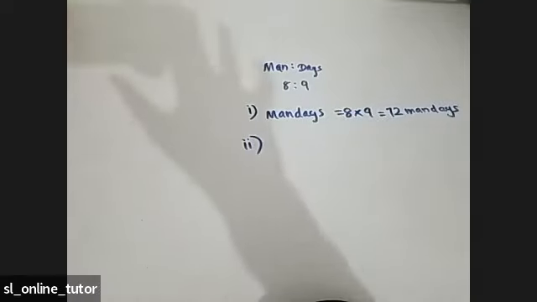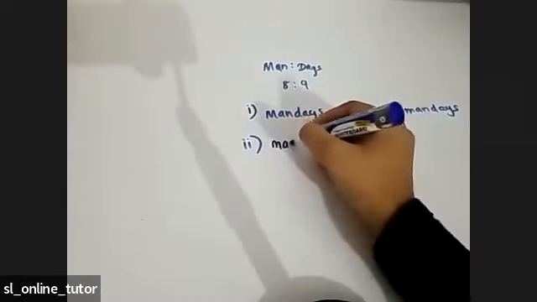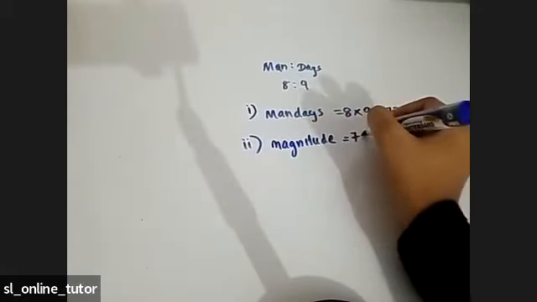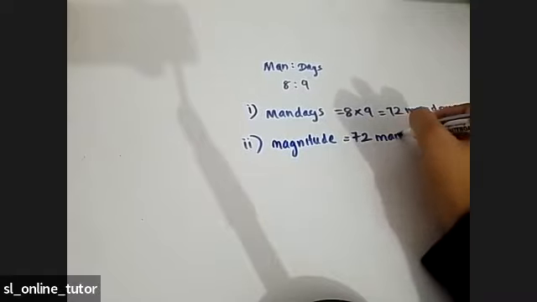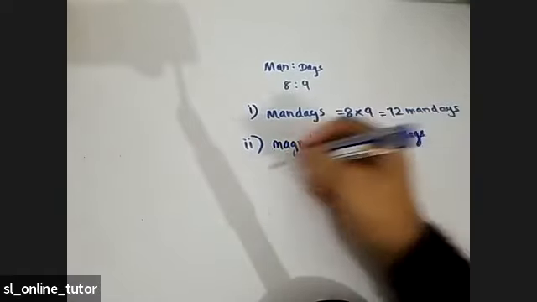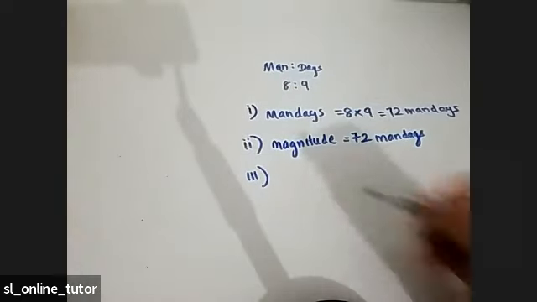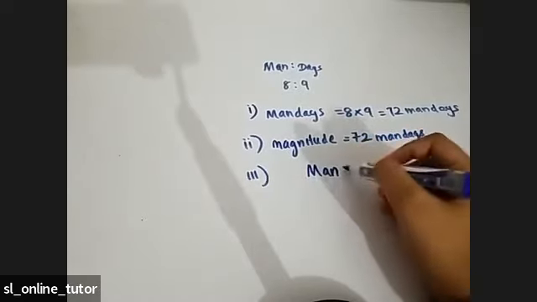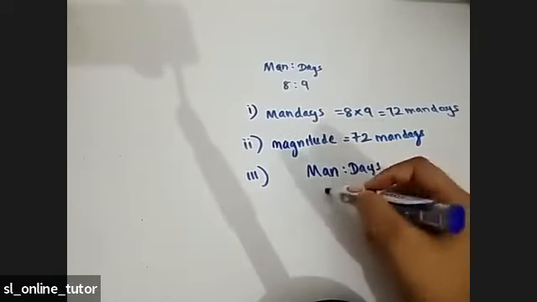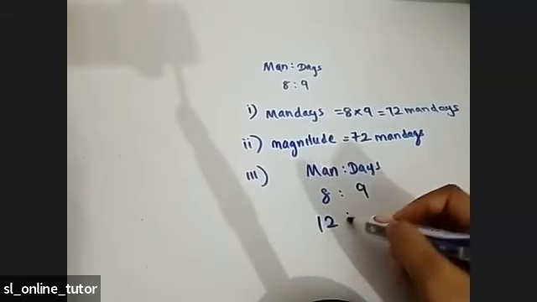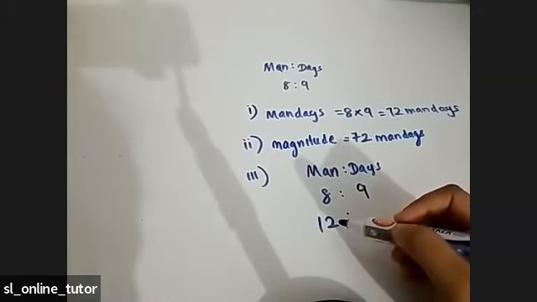I'm receiving answers. Good. Magnitude means you can write down the same. Equal 72. Correct, Sahadiya. Roman number 3. If 12 men are assigned the task, okay, let me write men and days. 8 men need 9 days. If 12 men are assigned, how many days will it take them to complete?